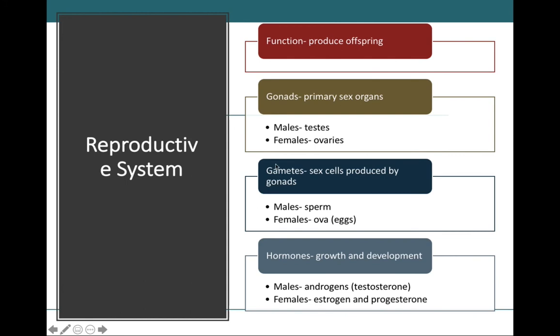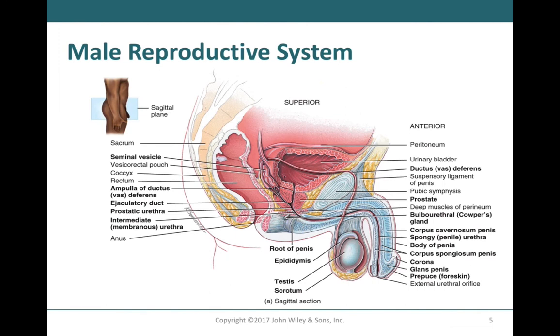The gonads in males are going to release testosterone, and the gonads in females are going to release estrogen and progesterone. This is going to be a very big component of our presentation on the reproductive system. But before we start breaking down hormonal control and hormonal regulation of different events that take place in this system, we first must begin with covering the reproductive anatomy.